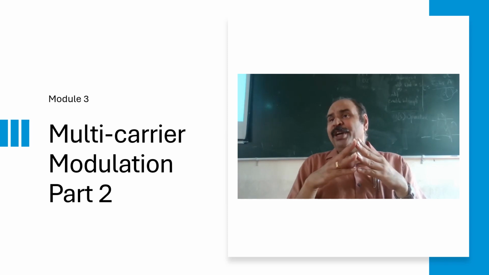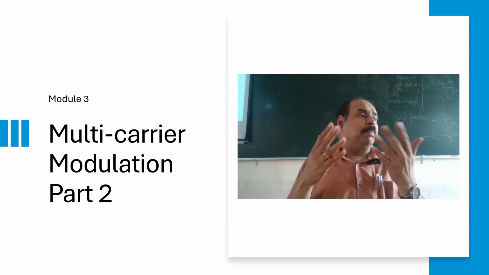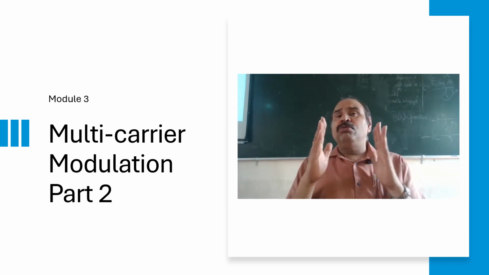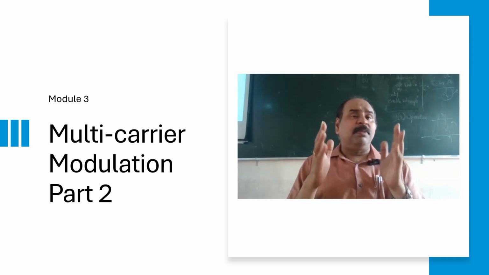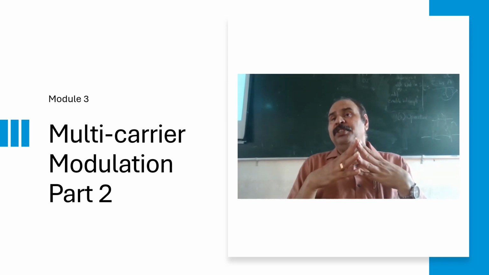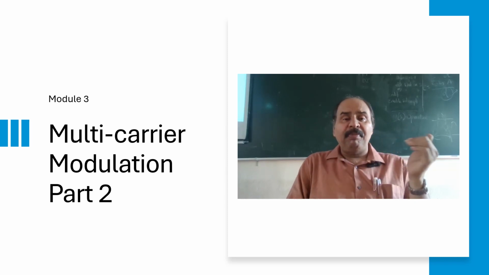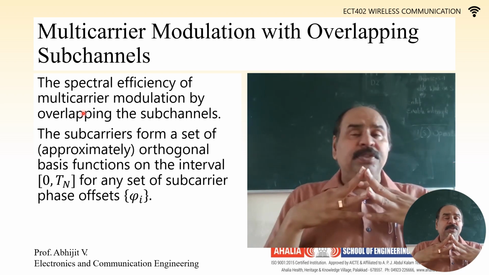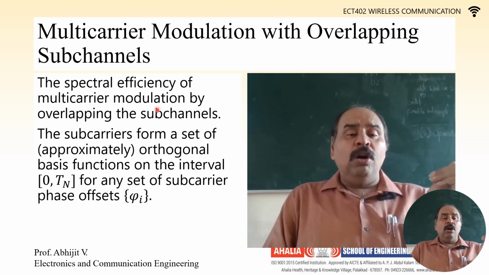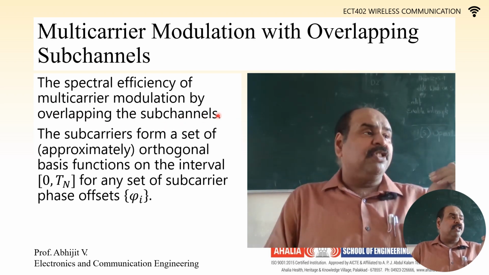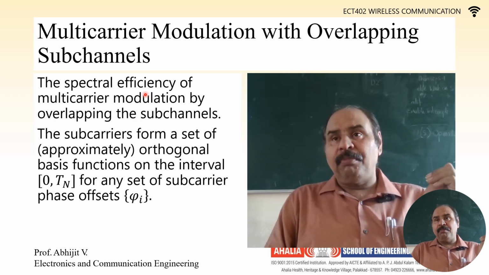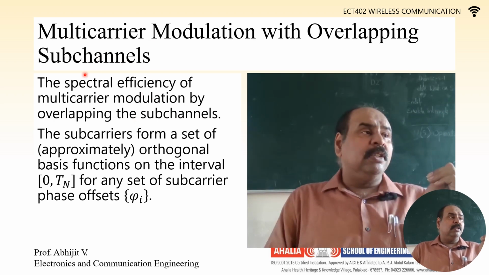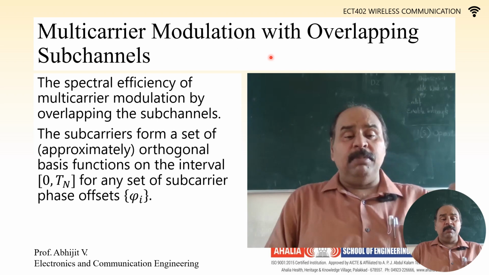Today, what we are going to see is what happens when two subcarriers or substreams or subchannels are overlapping with each other. The spectral efficiency of multi-carrier modulation by overlapping subchannels. This is the next topic in our syllabus.